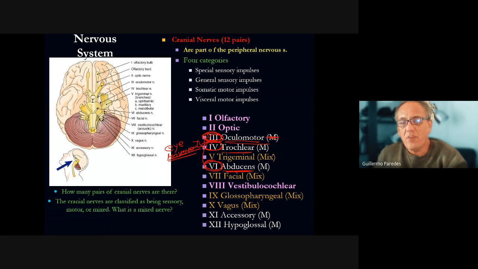We have the trigeminal nerve, number 5. Trigeminal nerve. So we have 3 branches that are going to the ocular, the maxillary, and the mandibular. So there's 3. I don't want you to remember that. Trigeminal basically is what is doing the mastication.